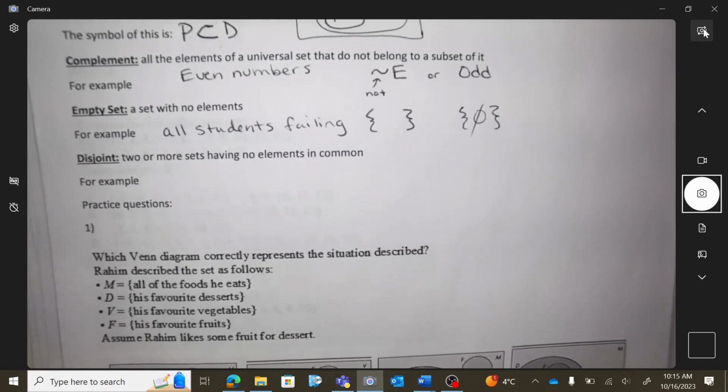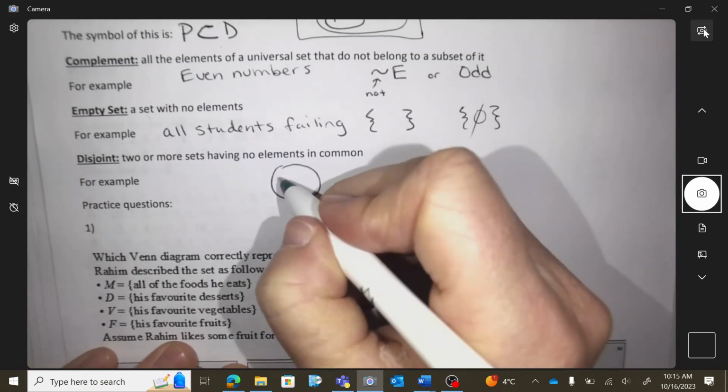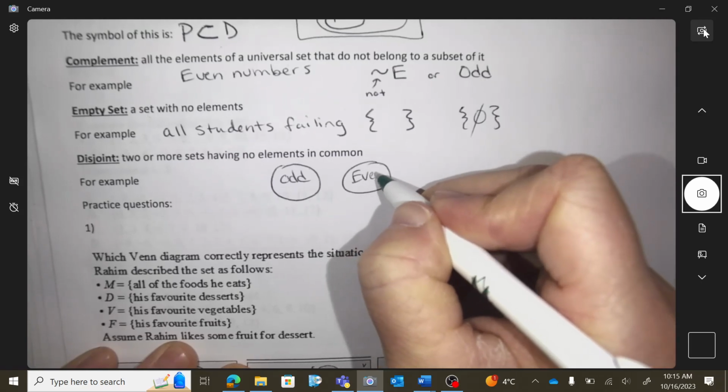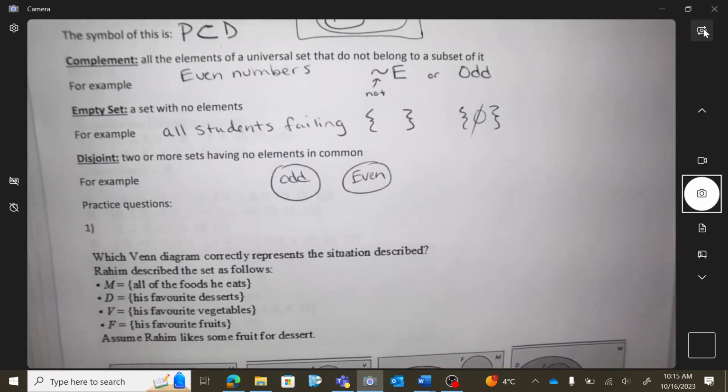Disjoint sets: if you draw these two sets, they can't overlap at all. For example, odd numbers and even numbers would never ever overlap each other. They're disjoint from each other.